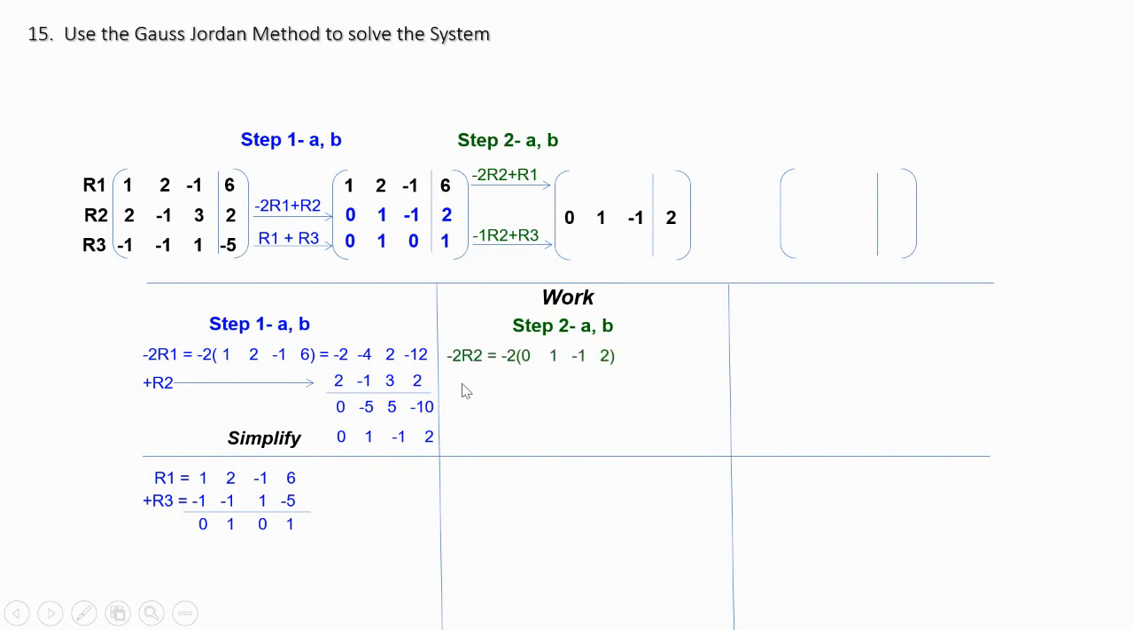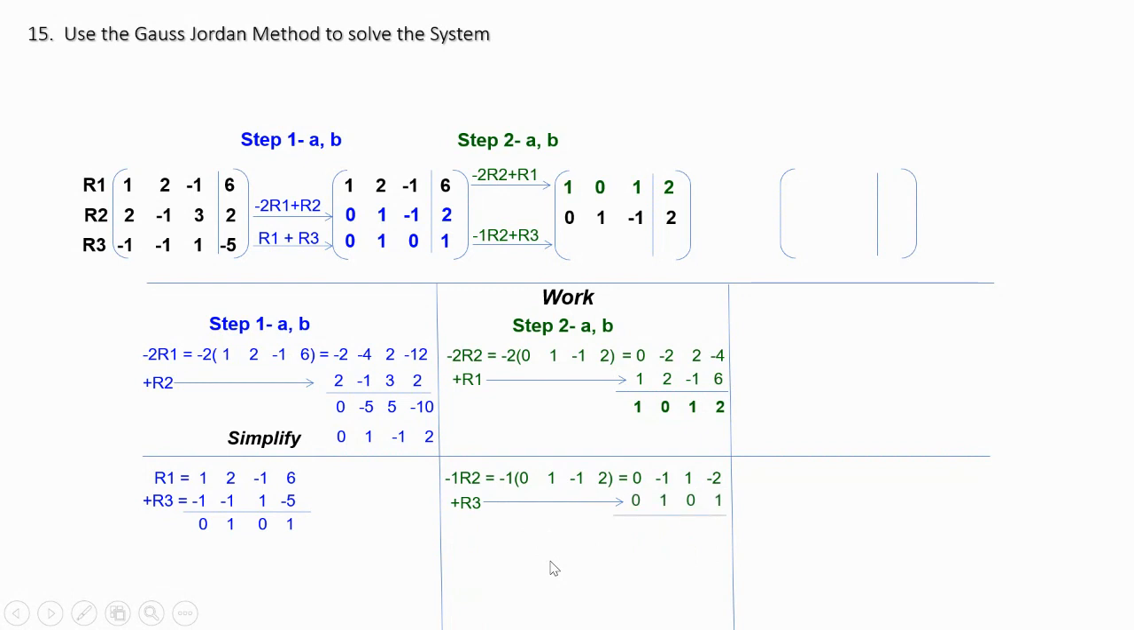And there's my work. Negative 2 row 2, right? We get 0, negative 2, 2, negative 4, plus row 1, which is 1, 2, negative 1, 6. So we execute the operation. So we get 1, 0, 1, 2. That's going to be my new row 1. We do the same thing for row 2 and row 3. We multiply negative 1 times row 2, which will be my result, and then we're going to add it to row 3. So we get 0, 0, 1, negative 1. So that's my new row 3.